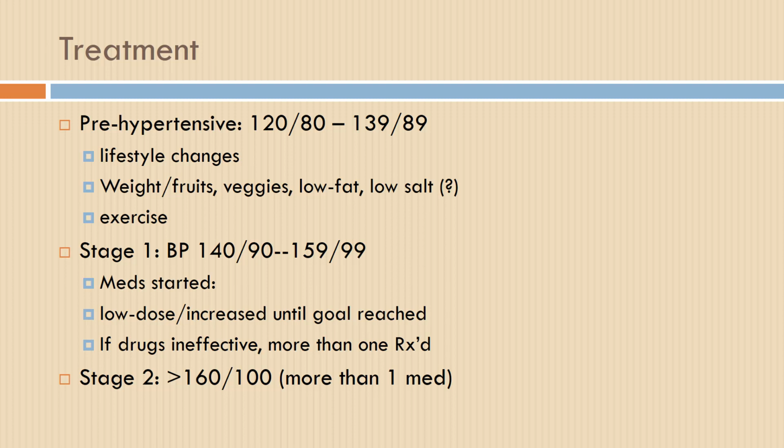With stage 1 hypertension, repeated blood pressures in the range of 140/90 to 159/99 would warrant the administration of one antihypertensive. The client is started on a low dose that would be increased until the goal is reached. More than one medication might be necessary. In stage 2 hypertension, more than one medication would be indicated.